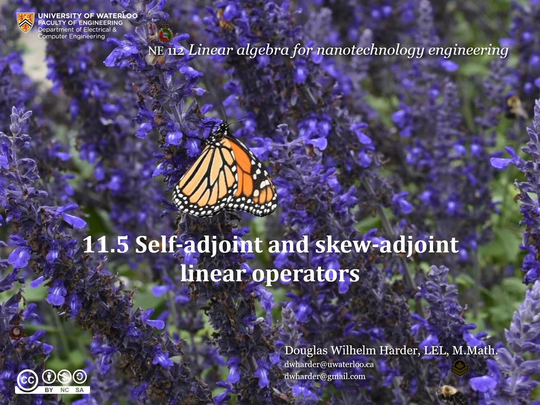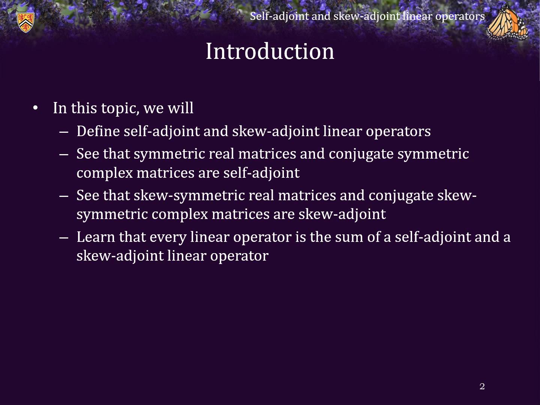we're going to look at self-adjoint and skew-adjoint linear operators. So in this topic, we will define self-adjoint and skew-adjoint linear operators. We will see that symmetric real matrices and conjugate symmetric complex matrices are self-adjoint. We will see that skew-symmetric real matrices and conjugate skew-symmetric complex matrices are skew-adjoint. We will learn that every linear operator is the sum of a self-adjoint and a skew-adjoint linear operator.